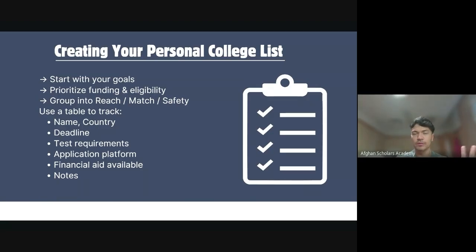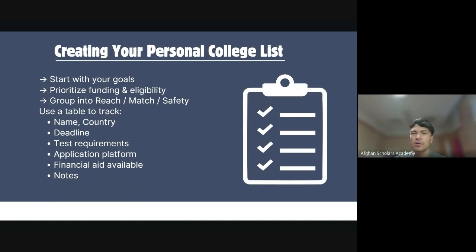And then group your college list into reach schools, match schools, and safety schools, and use a table to track them. Name, country, so that's not really important, but name is important. Deadlines, test requirements, application platforms, or what kind of application they accept. One heads up here: some universities do not accept Common App or Coalition App. They have their own application platform attached to their website. So make sure that you use the right application. And do they have financial aid available, or any notes that you have to keep for that university?